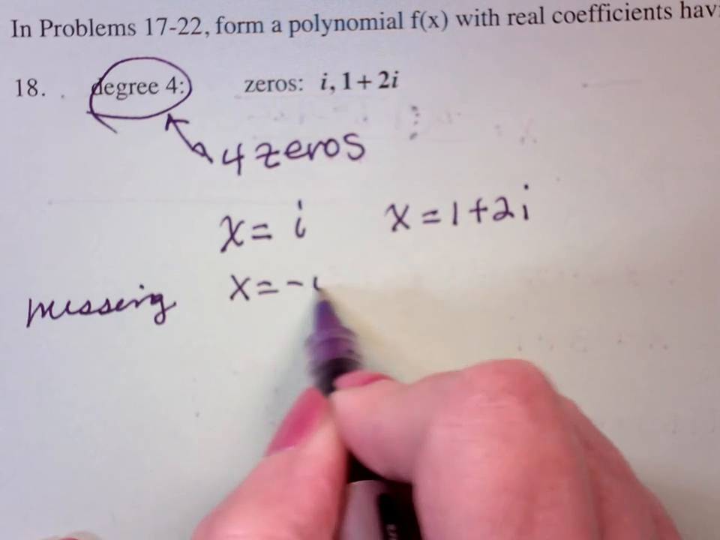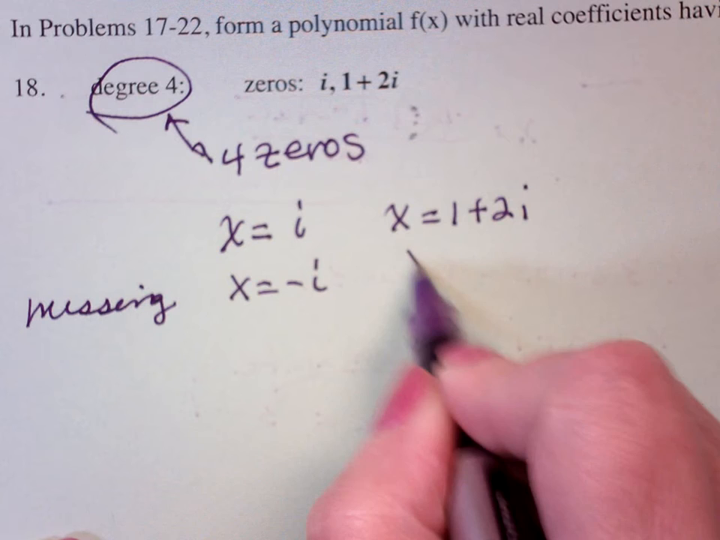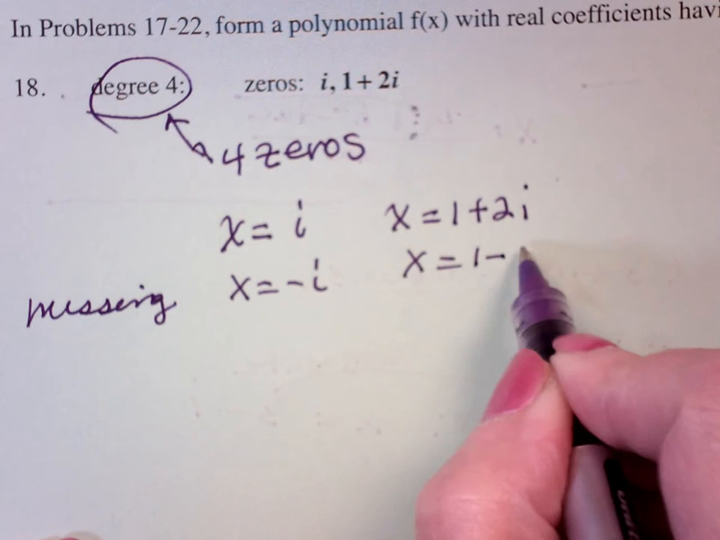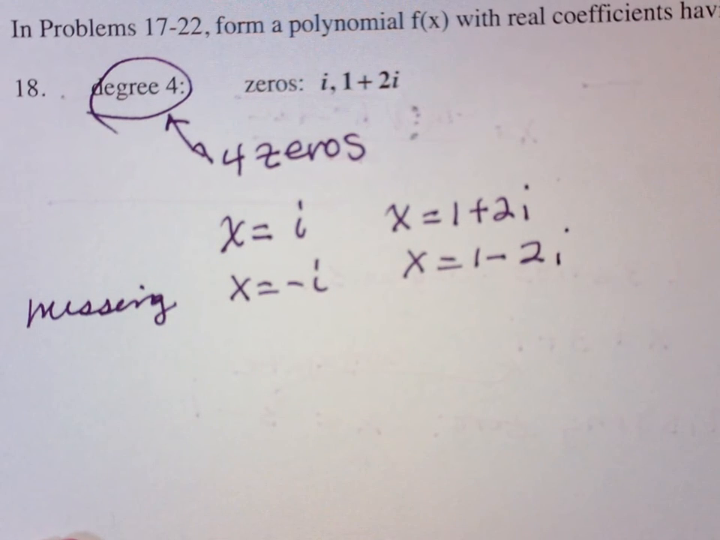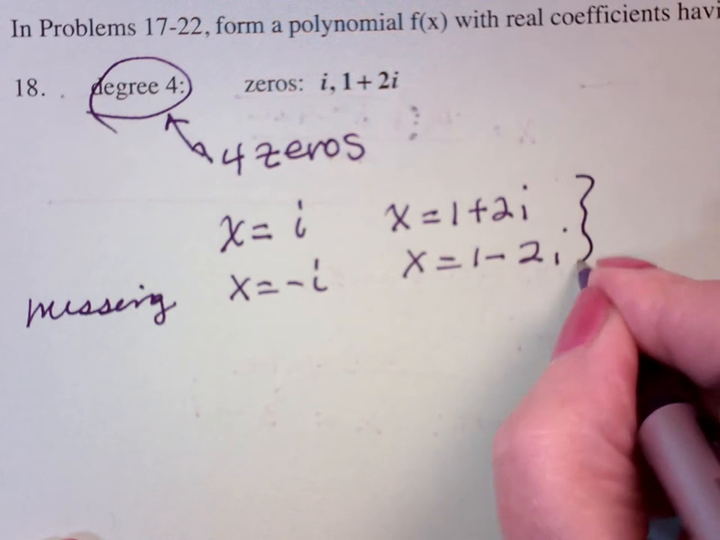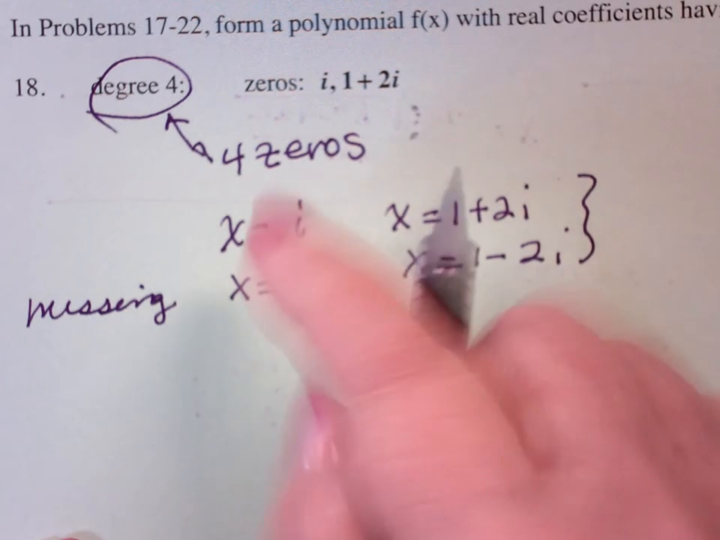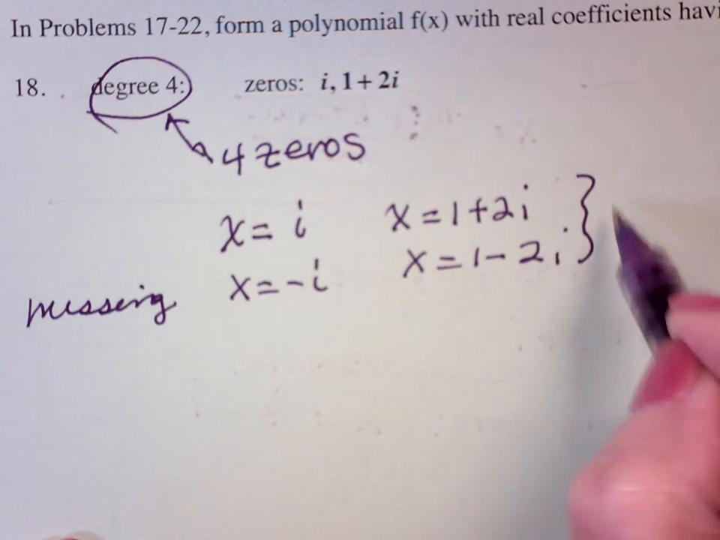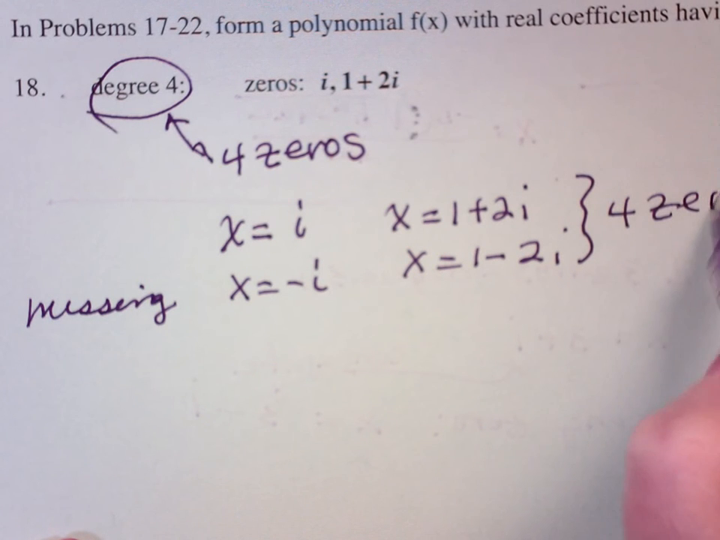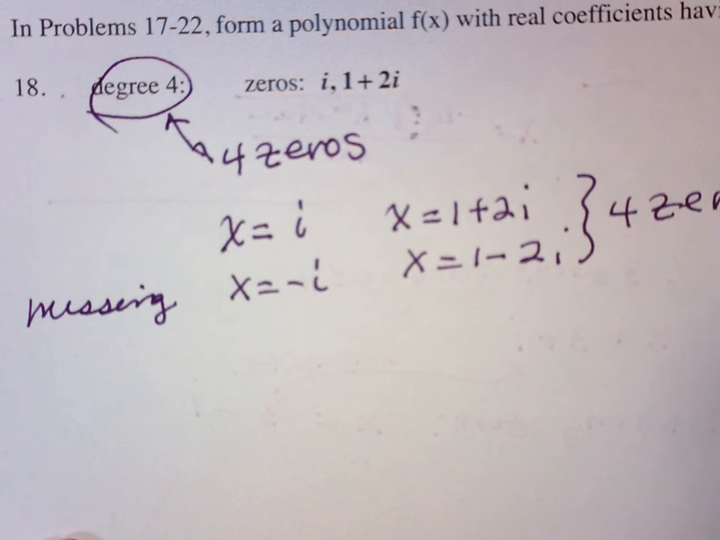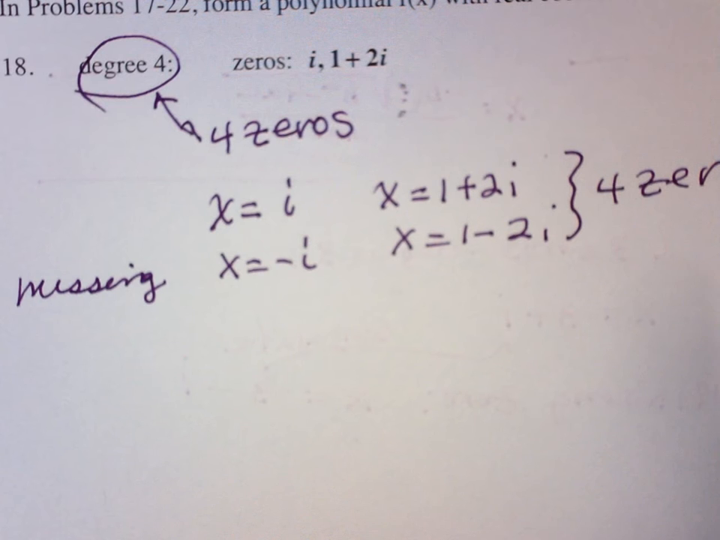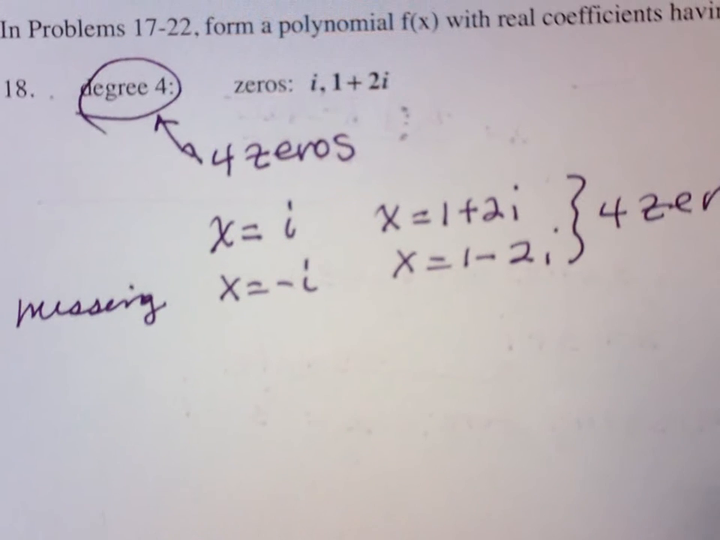x equals negative i, minus 2i. And how many do I have? 1, 2, 3, 4. So we don't change the 1 to a negative, just the... Remember, conjugates, it's only the thing in the middle. It's only the sign in the middle.